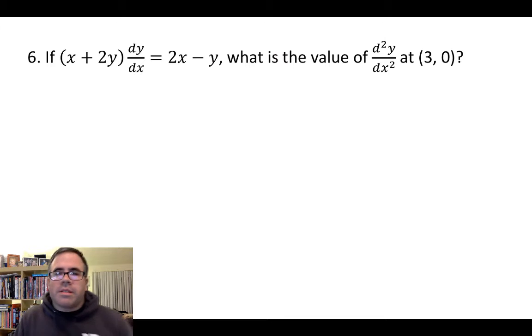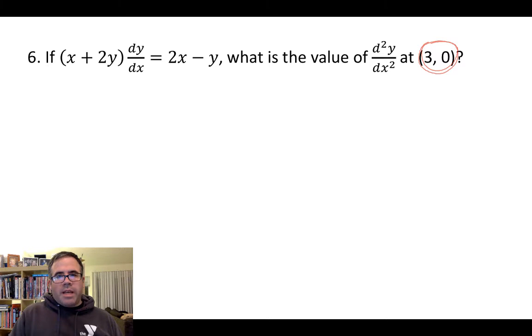All right, this is the last one. And fittingly, it's the hardest one, or requires the most stuff out of you. We have an expression of the results of an implicit differentiation. We have x plus 2y times dy dx equals 2x minus y. And we're asking what is the value of the second derivative of y in terms of x. And they ask at a particular number, so that's a set of y and x. So that'll simplify things later.